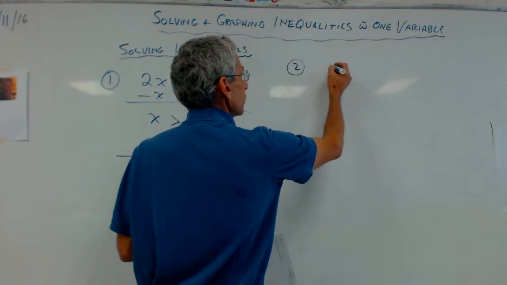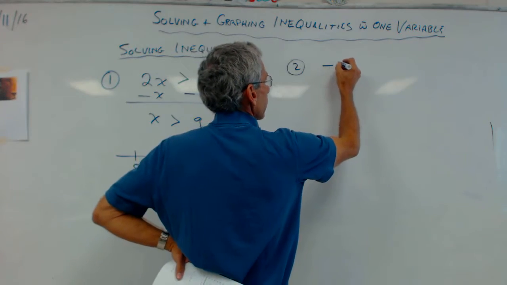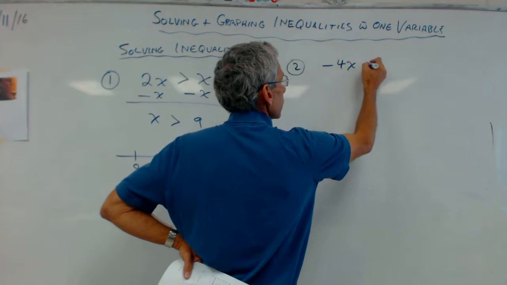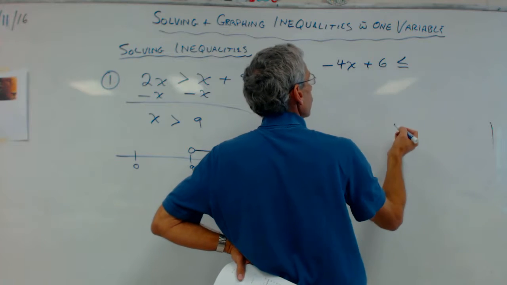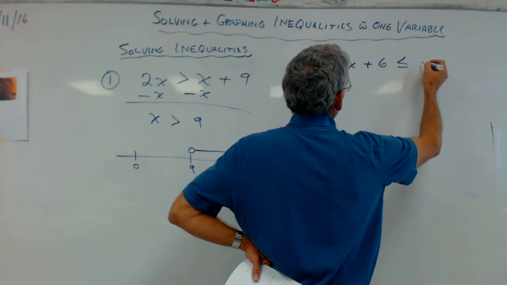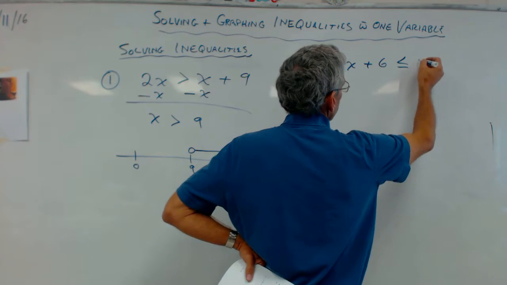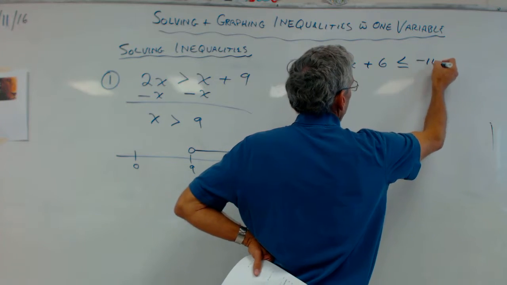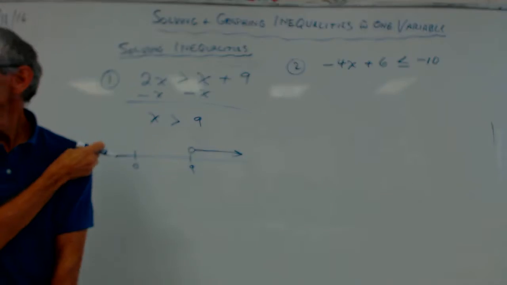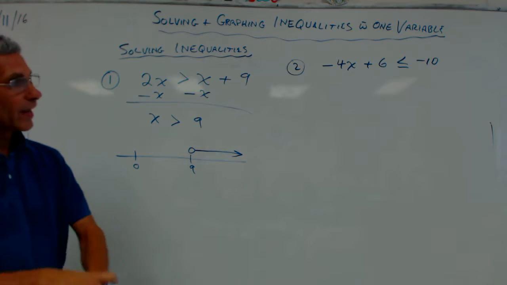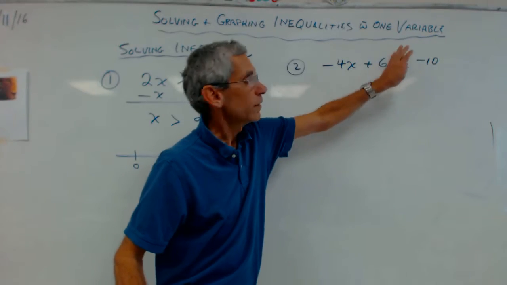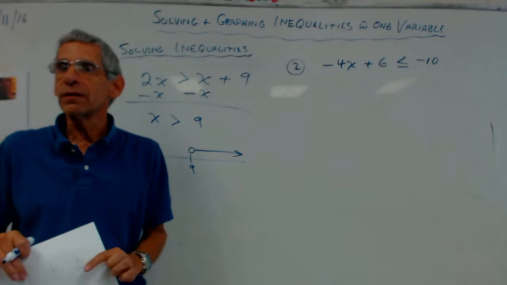Well, let's do another. Okay, let's do this. Let's say negative 4x plus 6 is less than or equal to negative 10. Okay? What would I do? Pretend it's an equal sign for a second. Think of it as an equal sign. What's the first thing you think of doing?